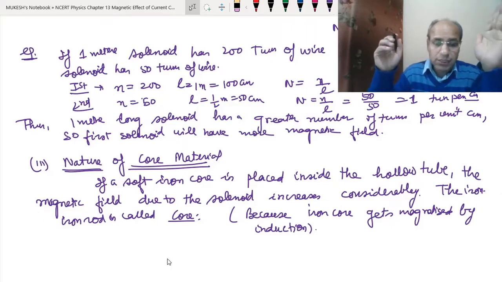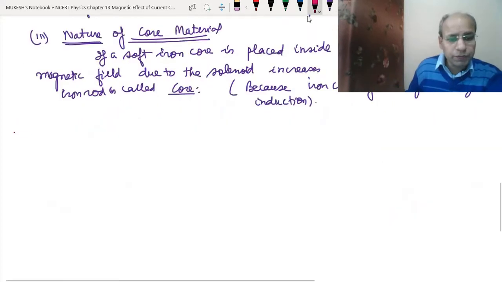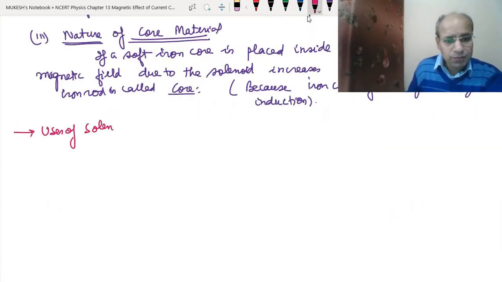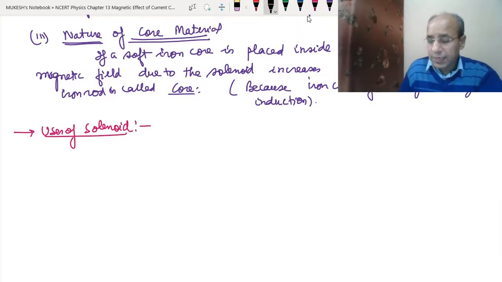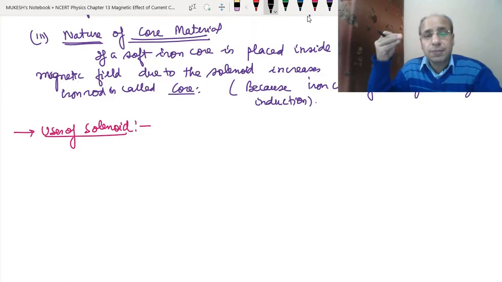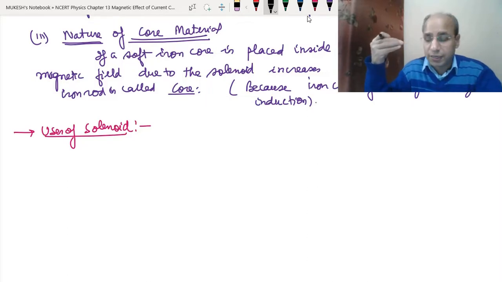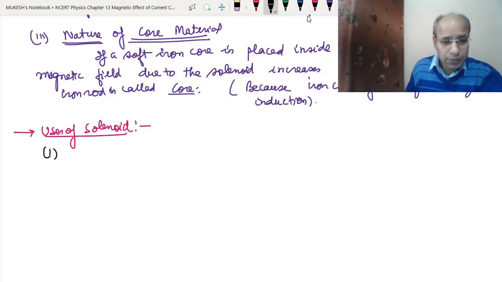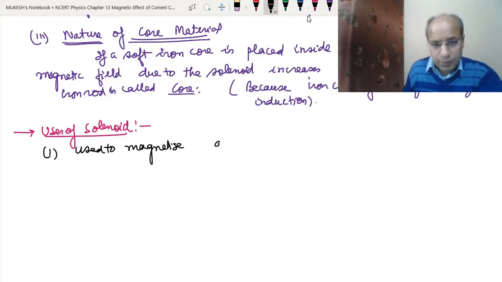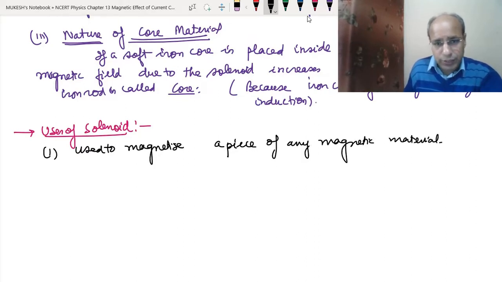Now next, the uses of solenoid. What are the different uses where it is used? Basically, if we want to magnetize any magnetic material, like we just discussed about the iron core, then we can place it inside the solenoid, then it will get magnetized. So number one, it is used to magnetize a piece of any magnetic material. This is the first use of the solenoid.